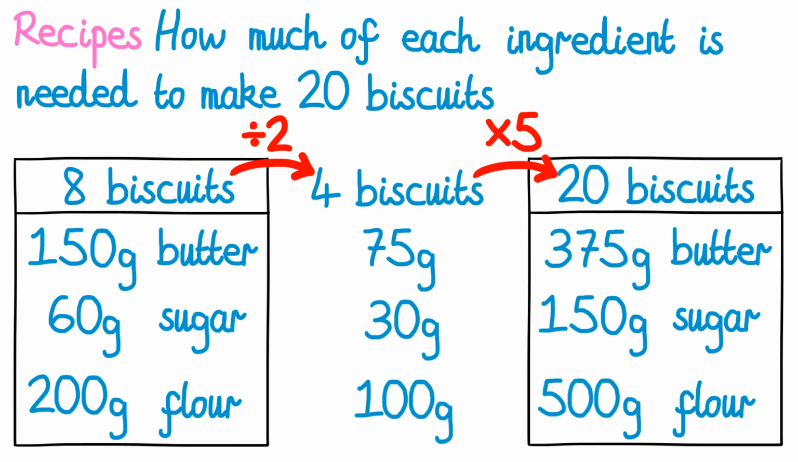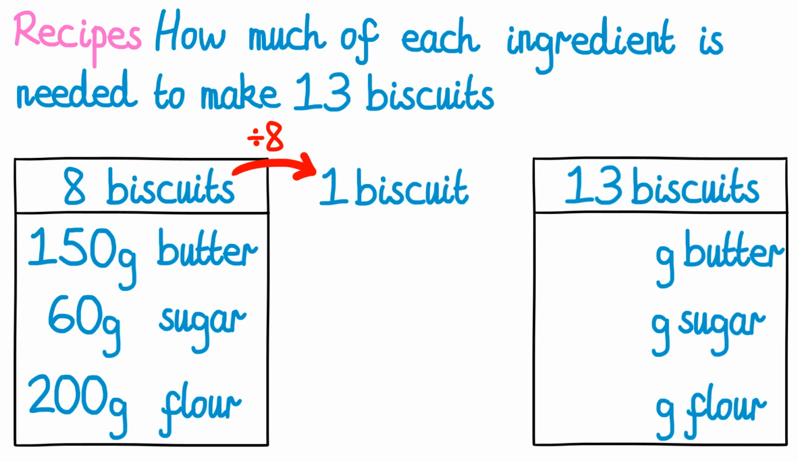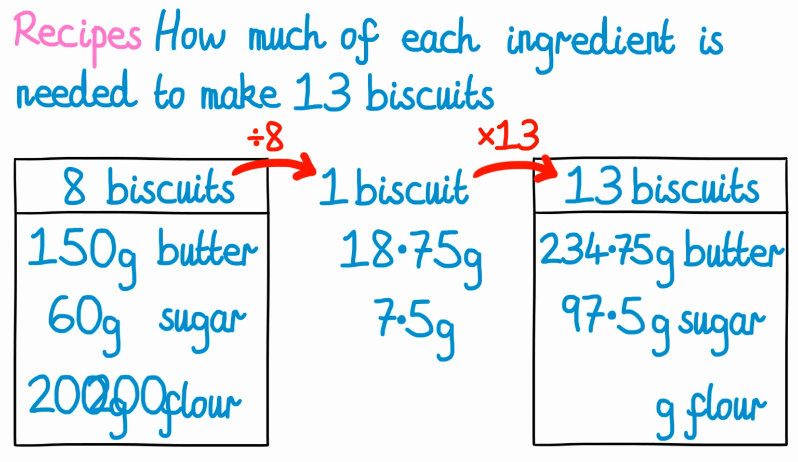It can get even harder still. What if it asks for 13 biscuits? Now this time I'd advise using the unitary method, which means going down to 1 biscuit. So to get to 1 biscuit I divide by 8, and then to get from 1 to 13 biscuits I times by 13. So divide by 8, times by 13, for each ingredient, and you'll get to your answers.